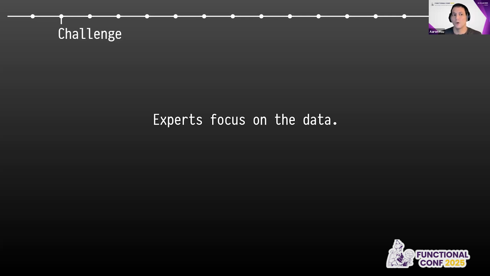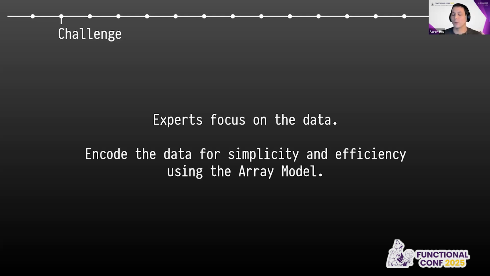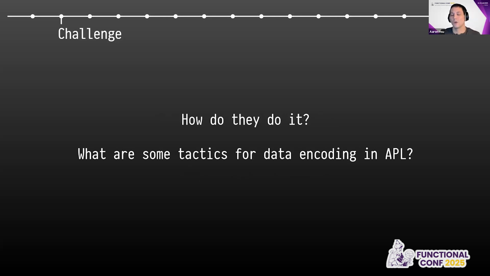symbology to work with their data. So they have a really strong laser focus on what their data is and how they're working with their data. They tend to encode their problem somehow into the array model in a way that makes it very simple and efficient and everything like that. So experts are very good at encoding the data for simplicity and efficiency. And what I want to talk about today is how do they do that? If you've got this language for working with arrays, how do you actually encode your data? What do you do to design your data?